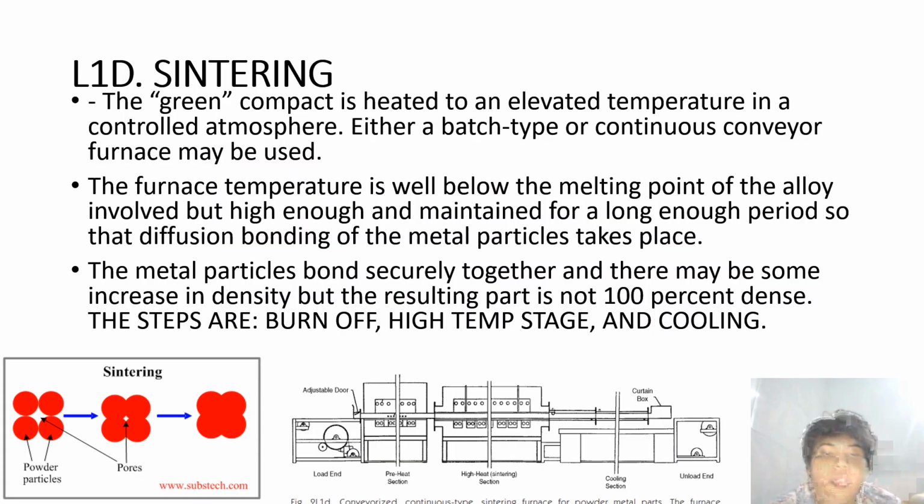Now we're going to talk about sintering. The green compact is heated to an elevated temperature in a controlled atmosphere. Either a batch type or continuous conveyor furnace may be used. The furnace temperature is well below the melting point of the alloy involved, but high enough and maintained for a long enough period so the diffusion bonding of the metal particles takes place.